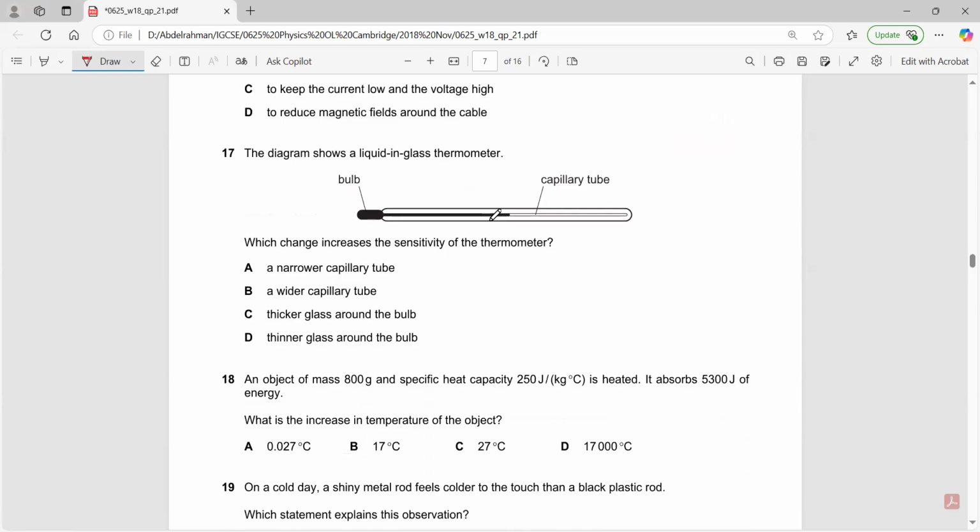Question 17 has been removed. Thermometers have been cancelled.